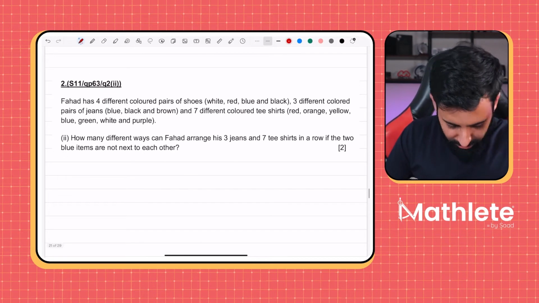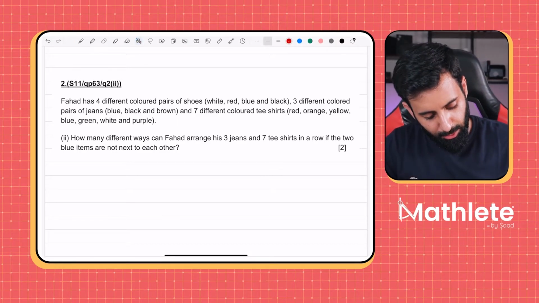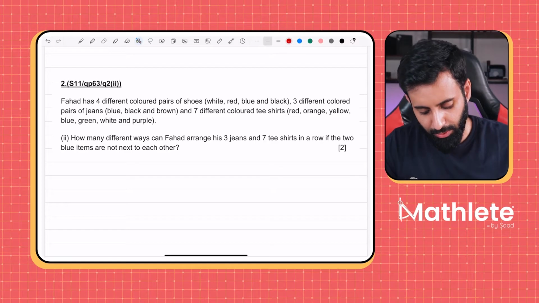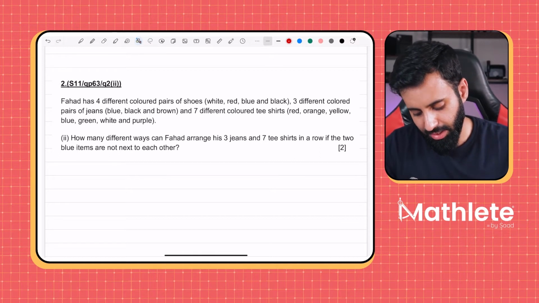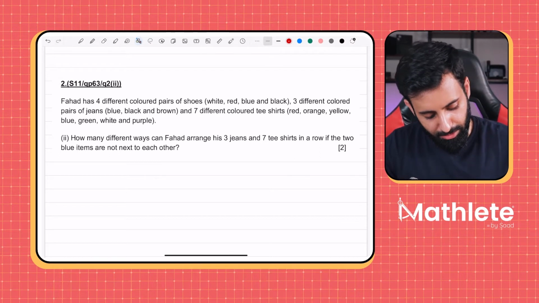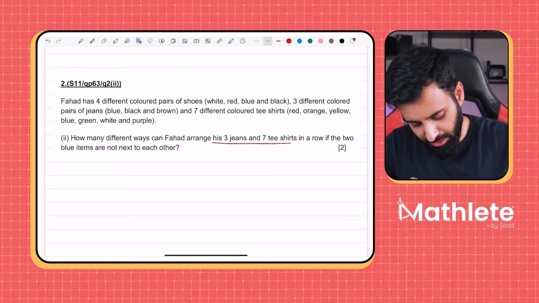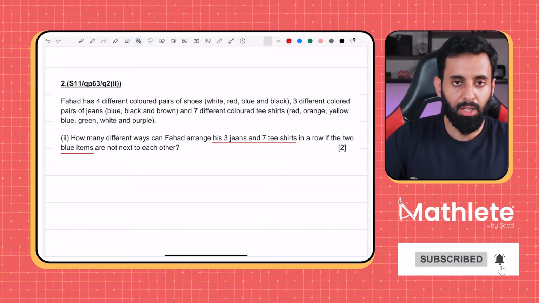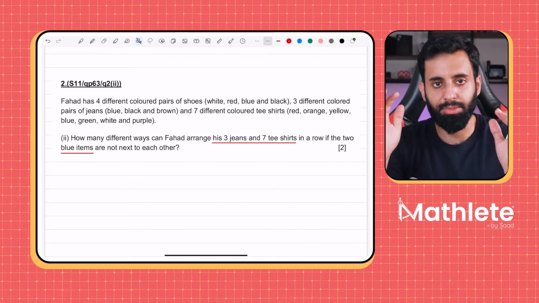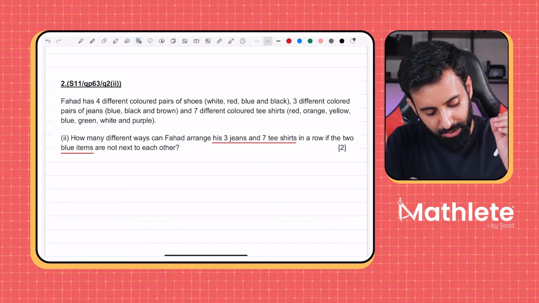All right, now another question from past papers. Let's see what this says. So it says here that Fahad has 4 different colored pairs of shoes: white, red, blue, black; 3 different colored pairs of jeans: blue, black, and brown; and 7 different colored t-shirts: red, orange, yellow, blue, green, white, and purple. Okay, then it says find how many different ways Fahad can arrange his 3 jeans and 7 t-shirts in a row if the 2 blue items are not next to each other. Okay, so we're talking about 10 different pieces, 10 different objects, and we have to make sure that the 2 blue items are not next to each other.